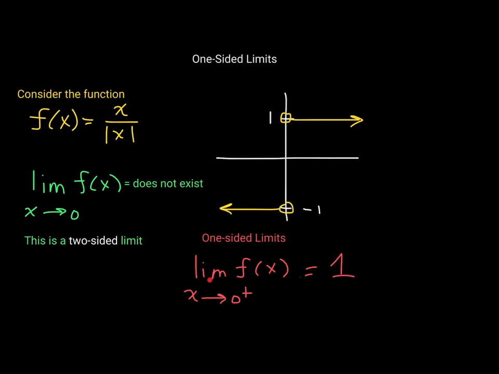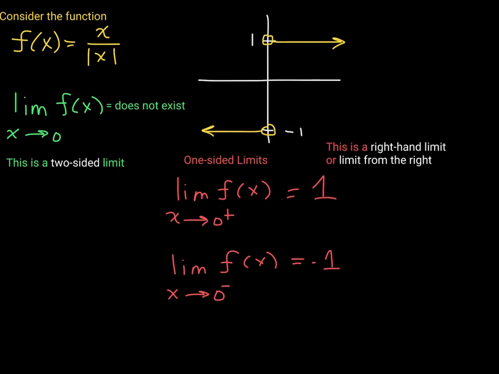This says the limit of our function as x approaches 0 from the right, that's what this notation means, is equal to 1. So this is what we would call a right-hand limit, or a limit from the right. Now, let's consider the limit as x approaches 0 from the left. This is our notation, the limit of our function as x approaches 0 from the left. This is how we write that, and it is -1. This is a left-hand limit, or a limit from the left.